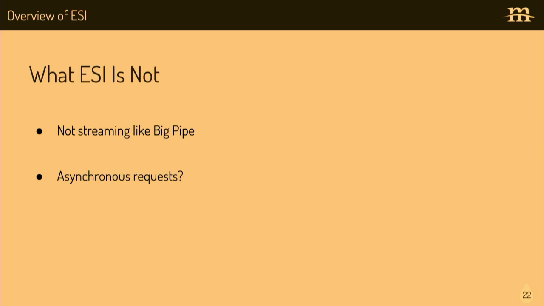What ESI is not? Well, ESI is not streaming, like BigPipe, for example, which we'll talk a little bit more about later. This is not a streaming technology, so what that means is that as far as your end user is concerned, the page is still going to render all at once. All of what you're going to see here is still happening server-side, and it is actually multiple requests. So technically, they are asynchronous requests, but again, that's kind of invisible to your end user because those asynchronous requests are happening at your CDN or at your Varnish layer.